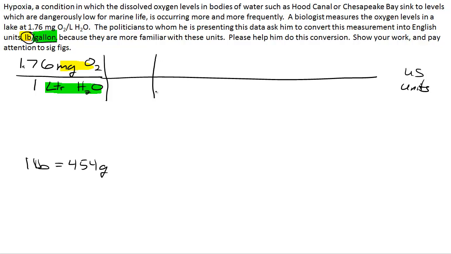Well, luckily the metric system is pretty easy because we know it's just 1,000 milligrams in 1 gram, and then now we can use this conversion and have where do the grams go? Top or bottom? They got to go down here because they need to cancel. 454 grams per 1 pound, and now we can see that the grams have canceled and the milligrams have canceled, and our units of measure are now pounds of O2 over liters of water.